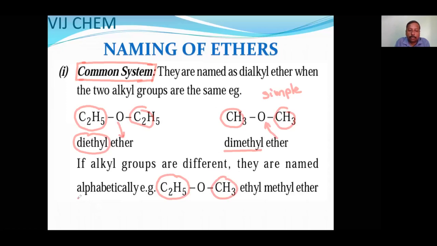Now you will follow the alphabetical order. Ethyl starts with E and methyl starts with M. So E comes first, therefore ethyl is the first name, then the second name, then the suffix will be ether. This is the common naming. Sometimes they may ask common naming also. That's why I have explained the common naming also. I think it is clear.